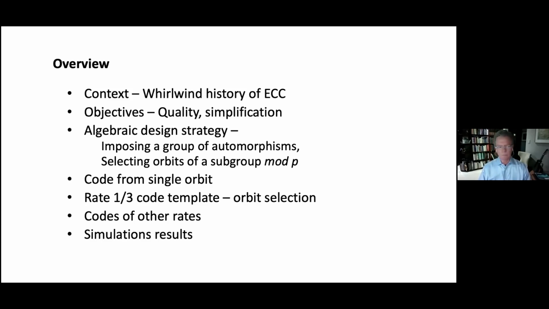Then I'm going to look at a number of rate 1/3 codes. I worked on rate 1/3 just as examples. You're not restricted to rate 1/3, but I did a number to show the range of what you could do, and then some codes of other rates, including one of the style that has been of interest to people out there, which is rate compatible codes, and then some simulation results, the simulations having been performed by Darius Gibsalar.